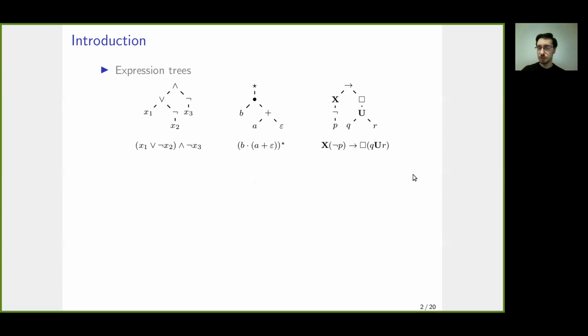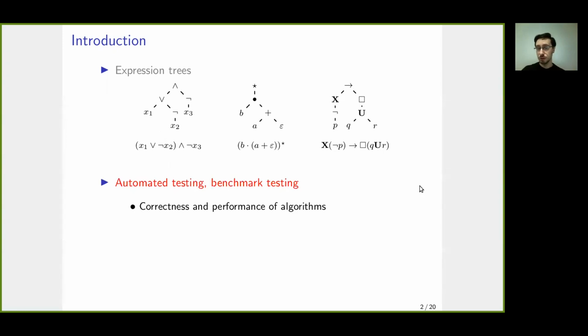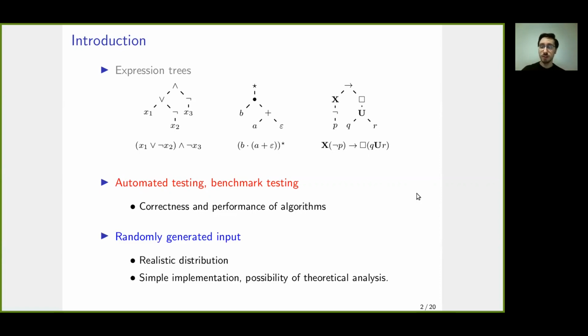Here we're interested in producing random expression trees, which can then be used for the purposes of automated testing or benchmark testing. Once you have a random procedure to produce these expression trees, the question is: is the distribution you get realistic? Is the implementation simple? And finally, do we have some kind of theoretical guarantee as to the resulting distribution?